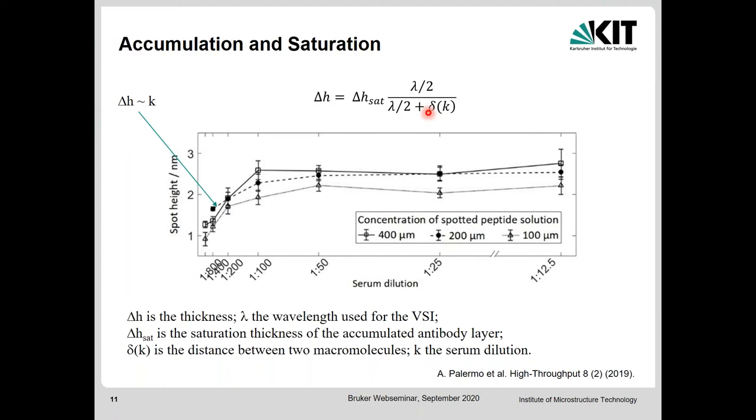If delta is small, it means the distance between the adsorbed molecules is small and the antibody layer is dense, then we see delta H is delta H saturation. We are in the saturation regime. In the case of large dilution, the height is linearly proportional to the dilution. We have studied this in our paper, and we can say that in this linear regime, we can even use VSI to measure affinities of antibodies if the concentrations are known.